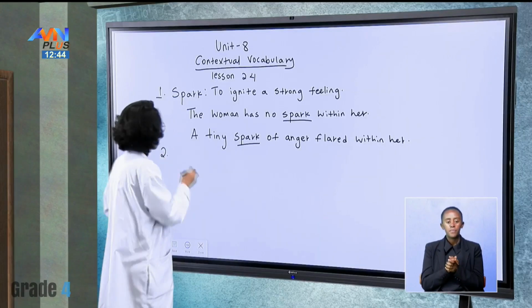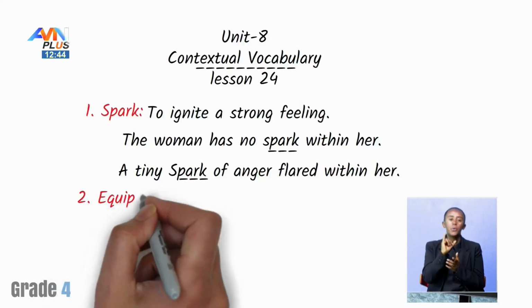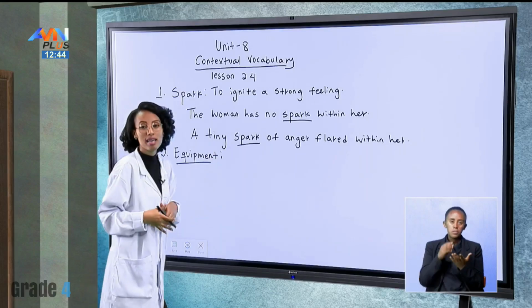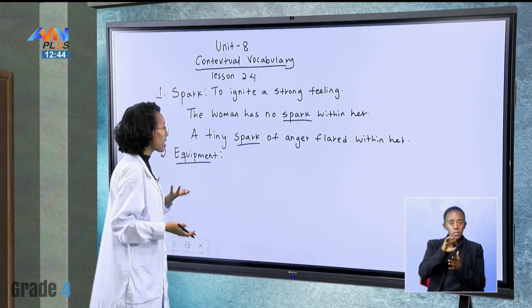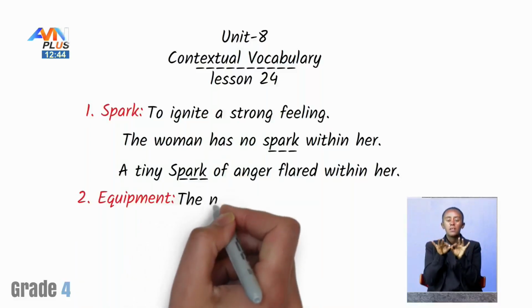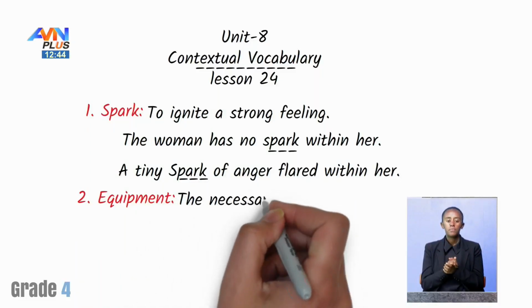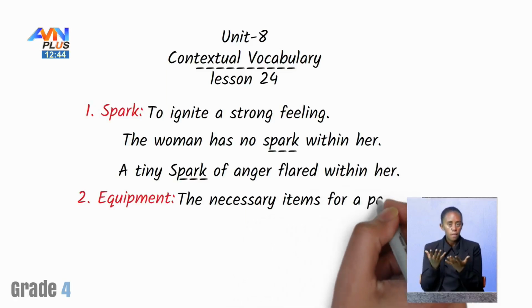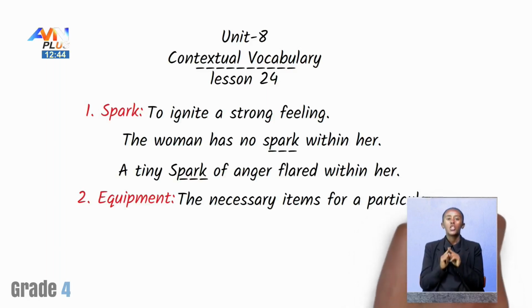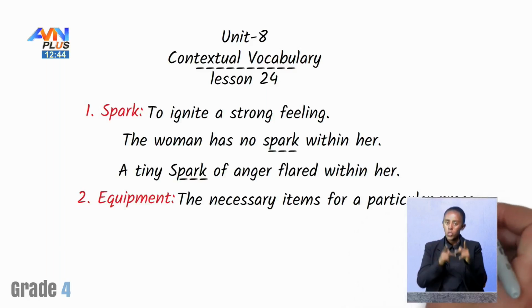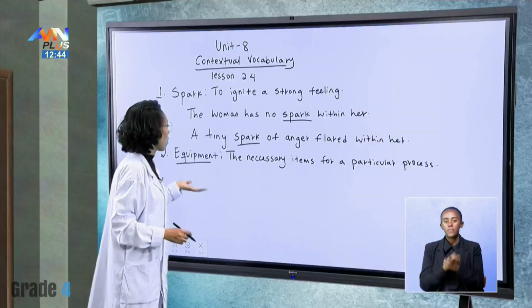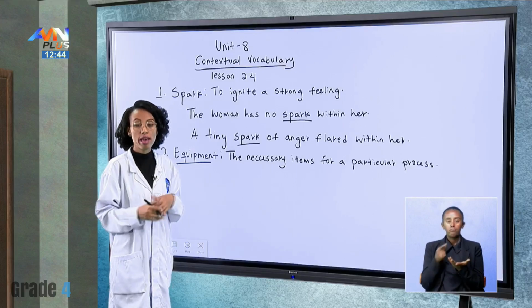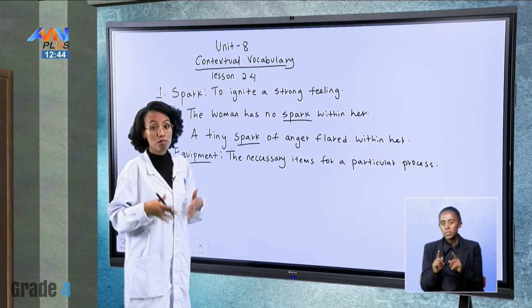What about number 2? Equipment. What is equipment? Equipment is the necessary items for a particular process. Equipments are materials, okay? Equipments are materials that you use in different settings, in different places.